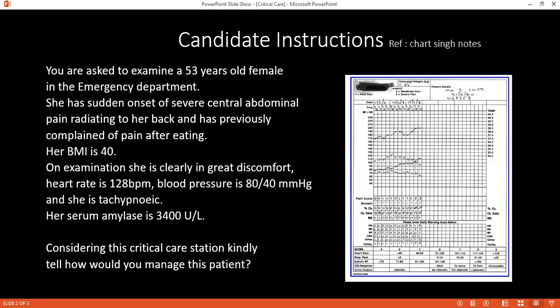Okay. Why would you consider acute pancreatitis as one of your differentials? What might be the causes? Since she's got pain radiating to her back, it's indicative of acute pancreatitis, and it also says that she's got pain after eating, which indicates that it might be pancreatitis. The causes of pancreatitis are gallstones, ethanol, trauma, and then steroids, mumps, or autoimmune diseases.